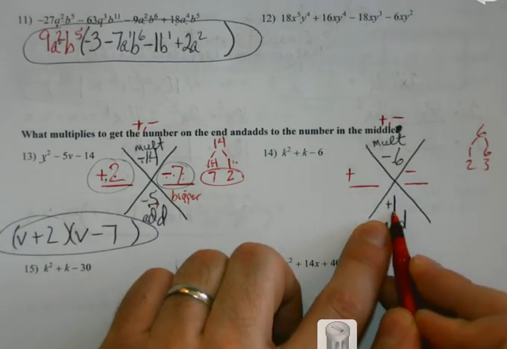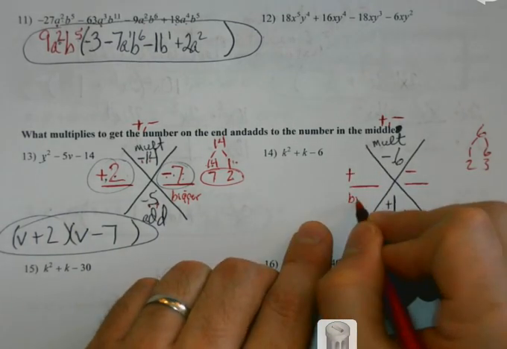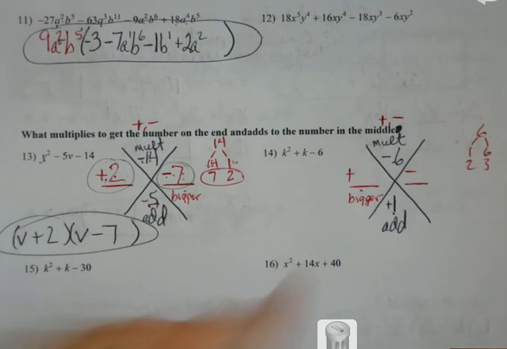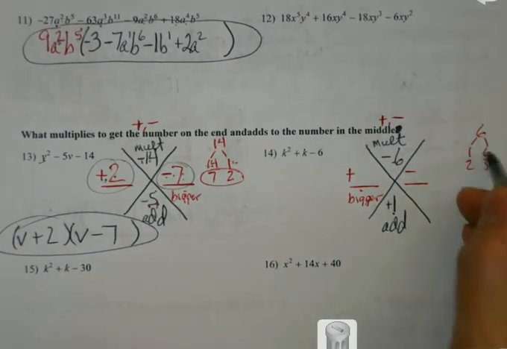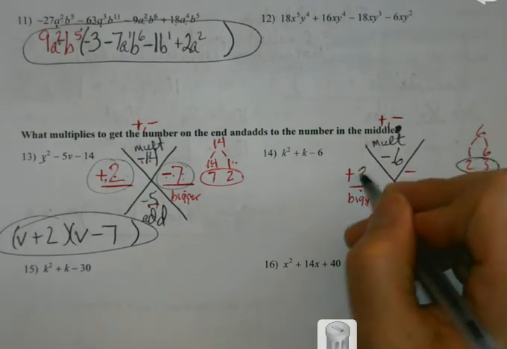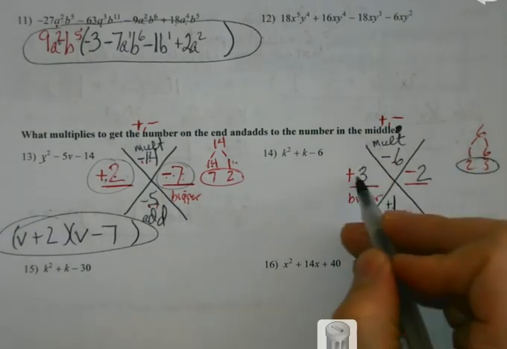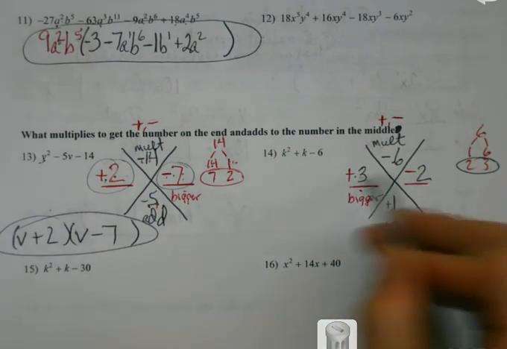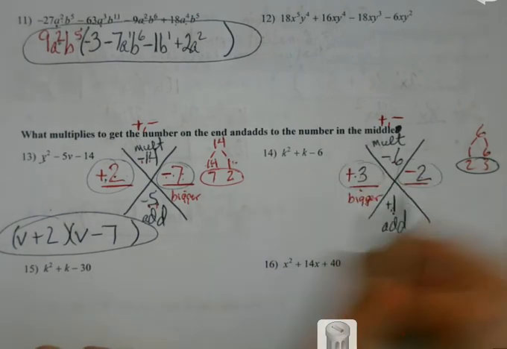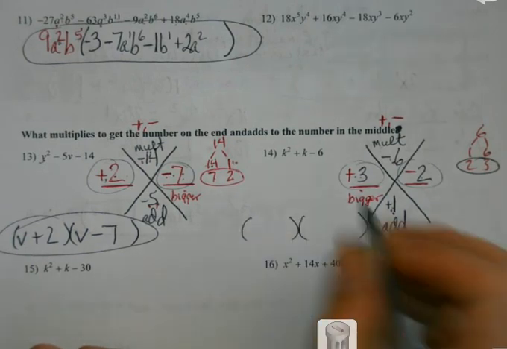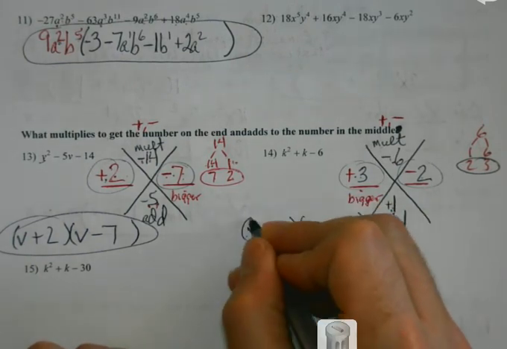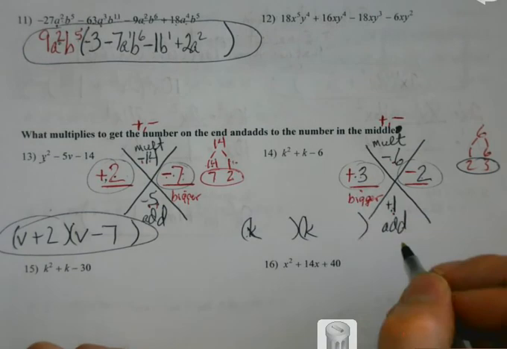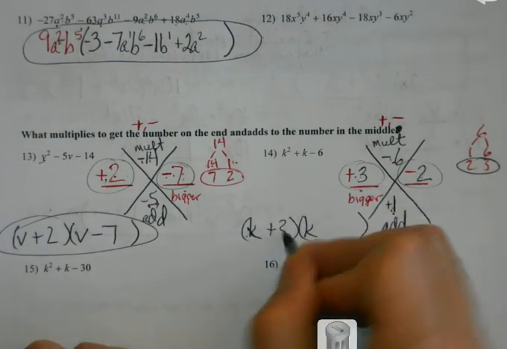And since it's a positive, I know the bigger number has to be positive. Because otherwise, when I add them up, it won't work that way. Well, 1 and 6 ain't getting me to 1, but 2 and 3, they're 1 apart. If I do the bigger number, I have $3, I spend 2, I got $1 left. 3 times negative 2 is negative 6, awesome. So I've got K, that's my variable, and just copy the numbers.